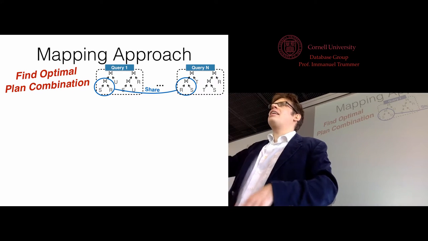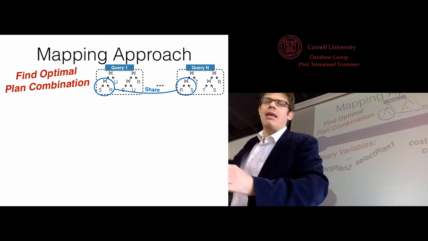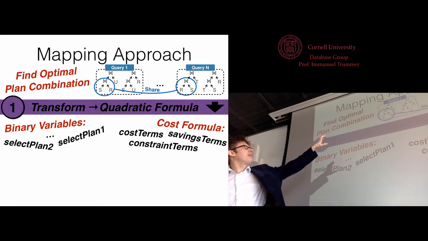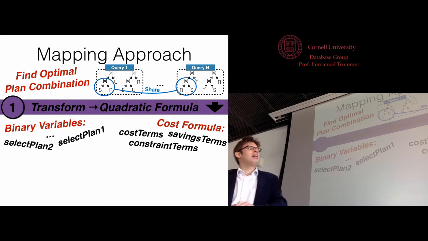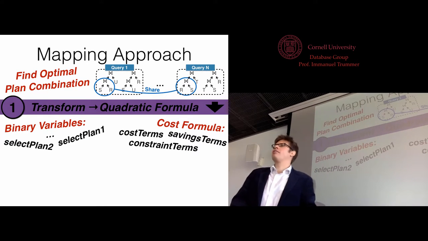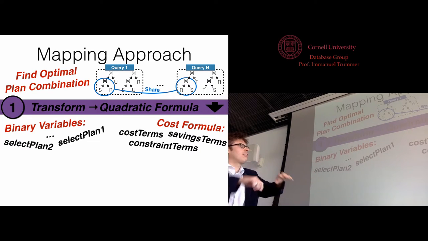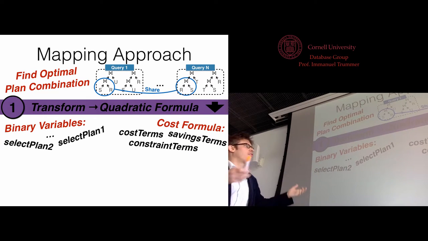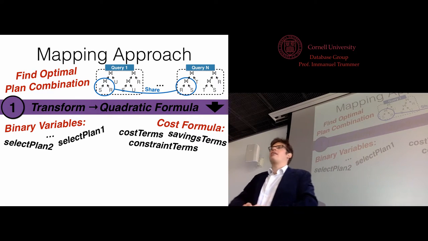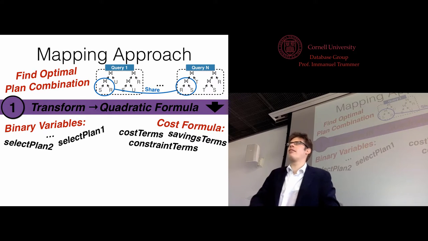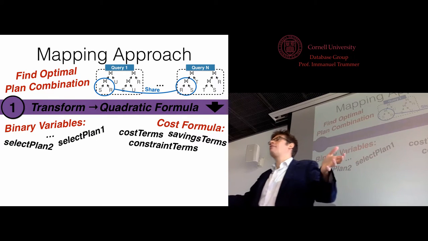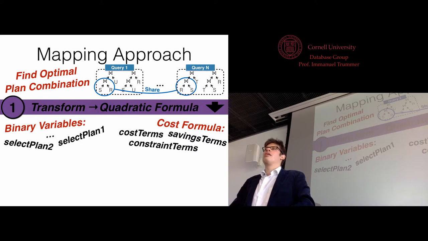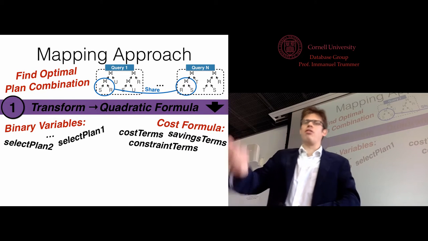Here I'm only giving a very high-level overview of that transformation. The first step of that transformation takes an instance of the multiple query optimization problem and translates it into a quadratic formula that depends on binary variables, because the machine basically minimizes quadratic formulas in binary variables. Those binary variables represent a selection of different query plans, while the quadratic formula contains terms representing the execution cost of single plans, the cost savings by overlapping work between different plans, as well as problem constraints, such as the constraint that I have to execute one plan for each of the queries in a batch.